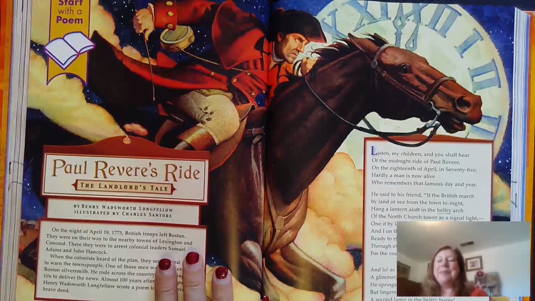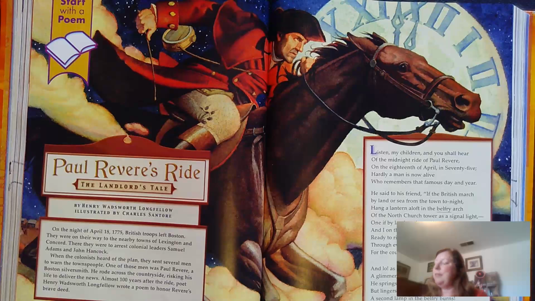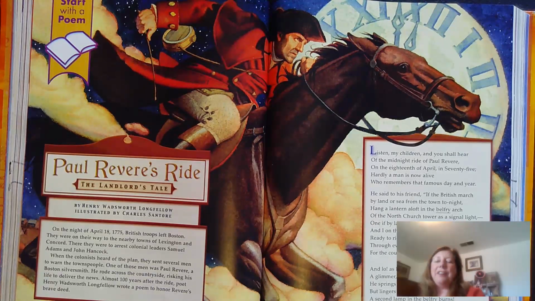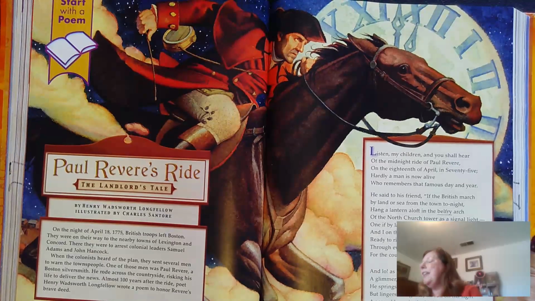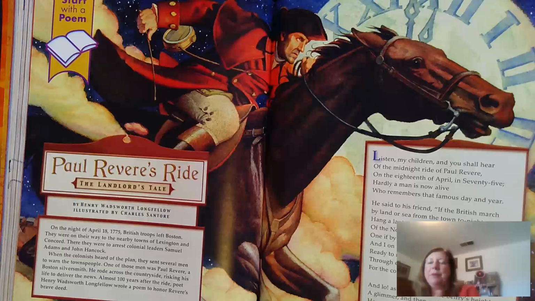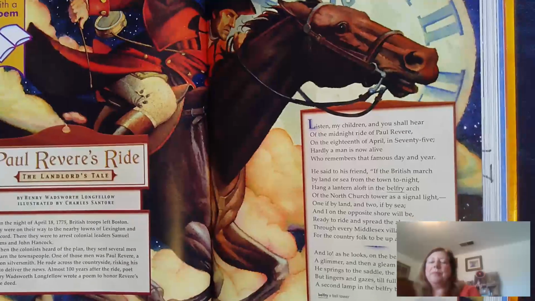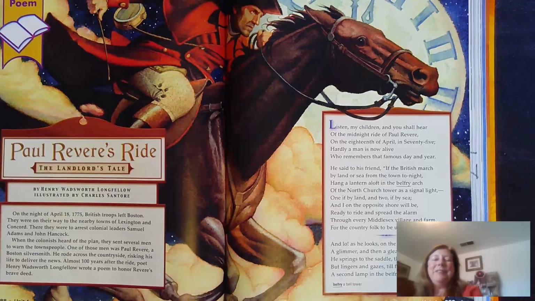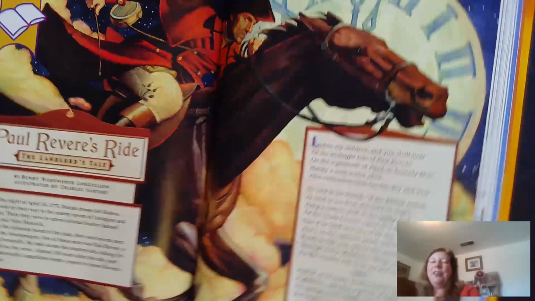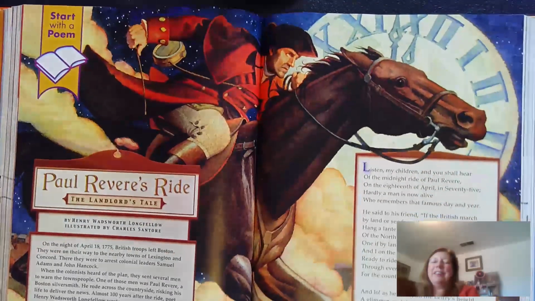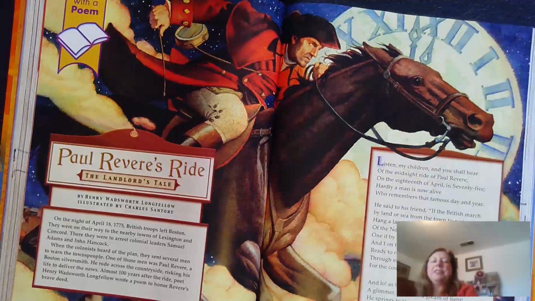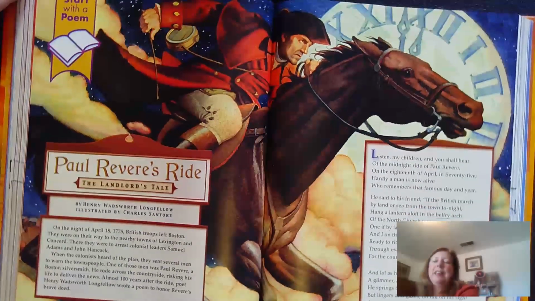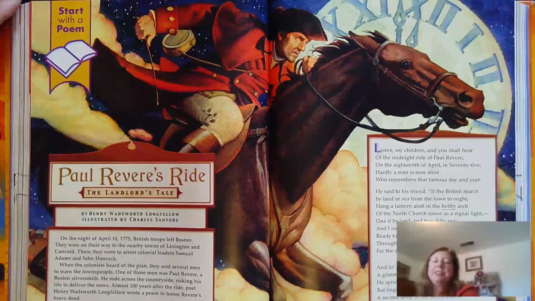All right, this is one of my most favorite poems, and so we're going to start off Unit 4 with Paul Revere's Ride and the Landlord's Tale. And again, there were other people who were key during this, but they didn't have a poem made out for them. So I'll go ahead and leave it here so you can take a picture, and I'll move it again when I get over to the next page. Okay.